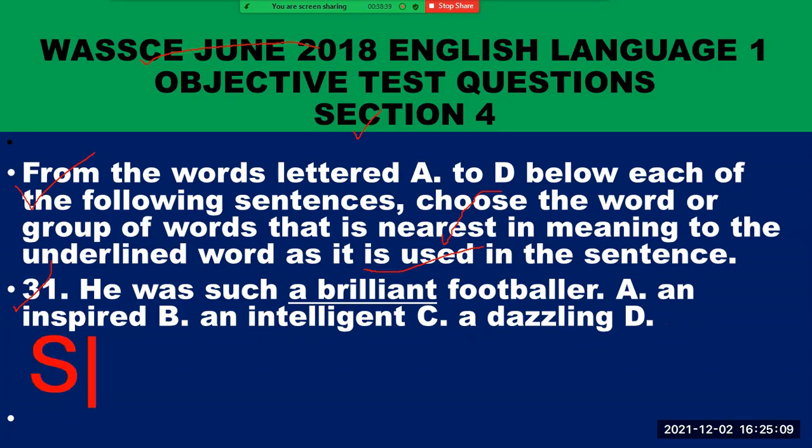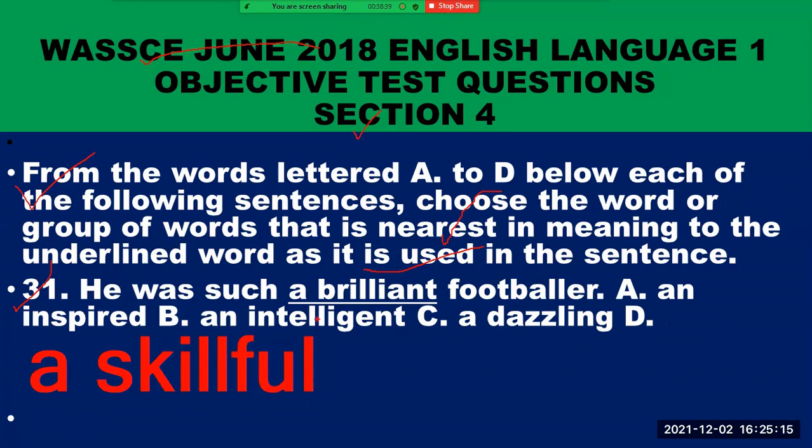D, what we have here is skillful, which is actually the correct option here. Option D is correct. Skillful footballer, because it's not necessarily in terms of intelligence, but skill. When it comes to football or any other profession, you are talking more of skill than intelligence. Intelligence is more of a general word to describe someone's level of understanding, but we are more likely to use skillful to describe someone in his or her profession.